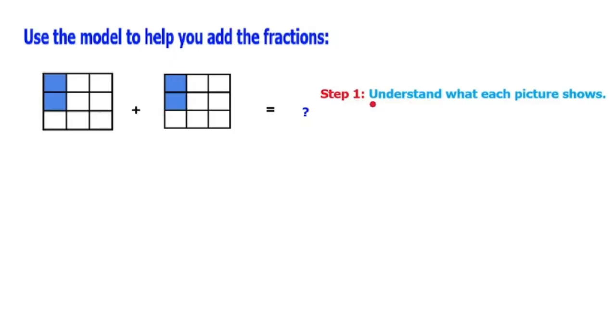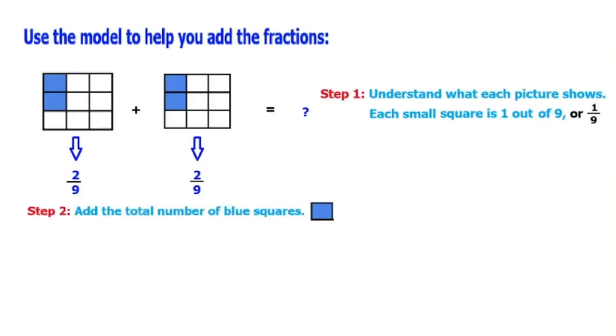So what we're trying to do here is understand what each picture shows. Each small square is 1 out of 9. So there's 1 out of 9, or 1/9. Each little square is 1/9. So because this one has 2 filled in, this is 2/9. And similarly, this box is 2/9 as well, because 2 are filled in.